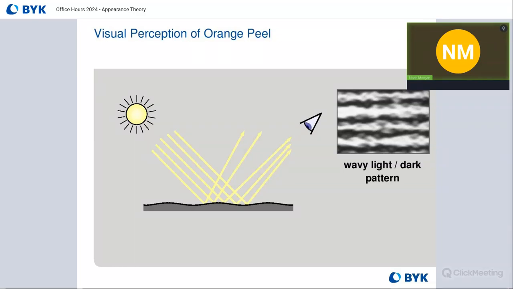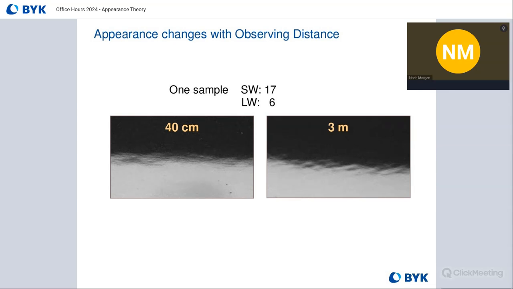But depending on the slope of the structure element that the light is being reflected on, that light will reflect in different directions. We can see in this example, the surface is wavy. So as that light hits it, it's not all going back directly towards our eye, but some of it is being scattered in different directions. This is where we'll see different perceptions of light and dark areas. You can think of it like a shadow effect caused by structures on a surface. So that's essentially our visual perception of orange peel.